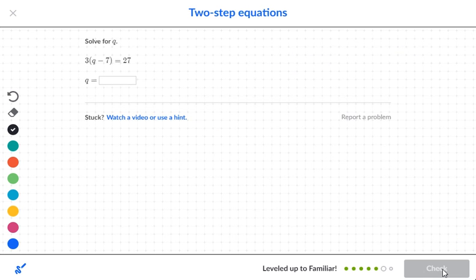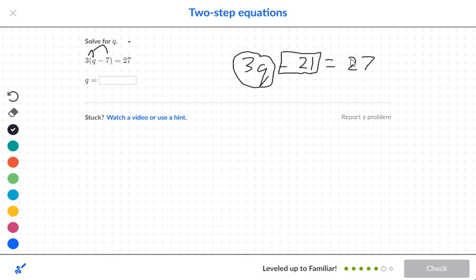Okay, again, we've got another parentheses here. So we want to times through the parentheses. Take the 3 in the q, take the 3 in the negative 7. So I'm going to get, let's see, 3q minus the 21 is equal to the 27. Circle the letter, box your numbers.